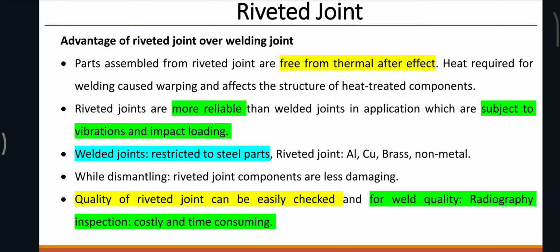While dismantling of riveted joint, components are less damaged, quality of riveted joint can be easily checked, and for weld quality, radiography inspection is required, which is a costly and time taking process.